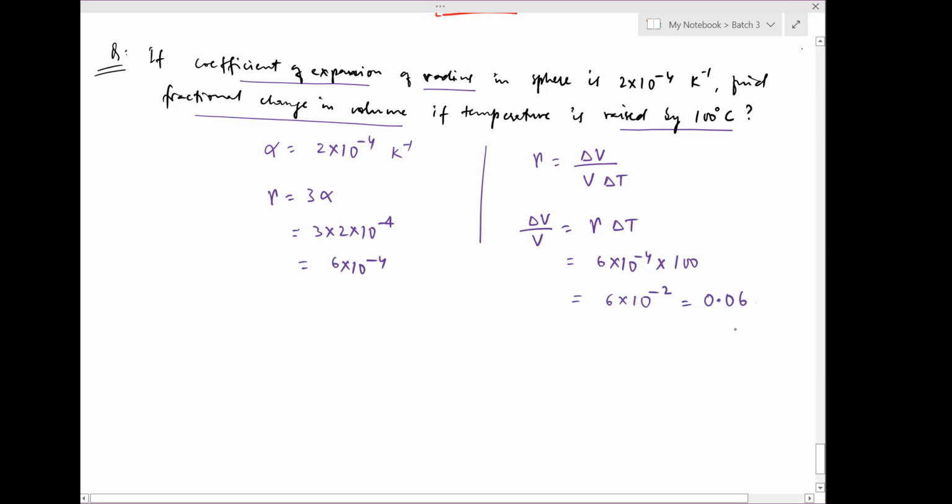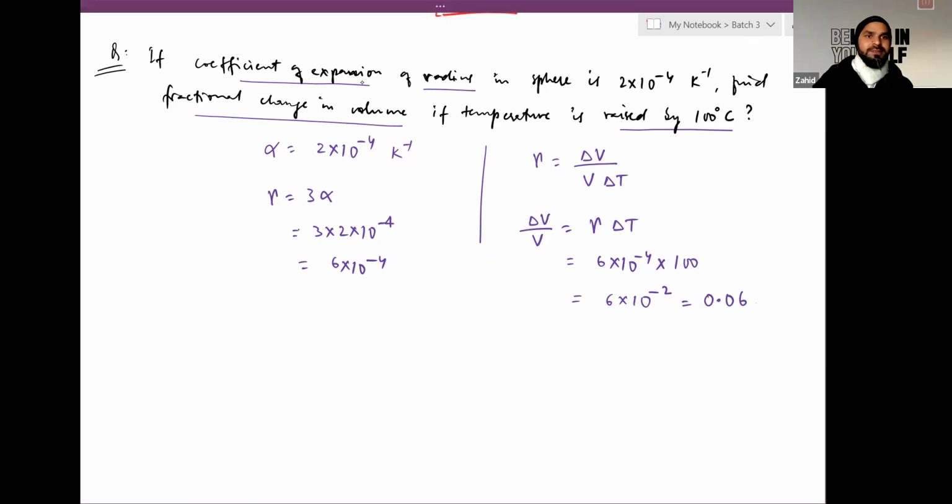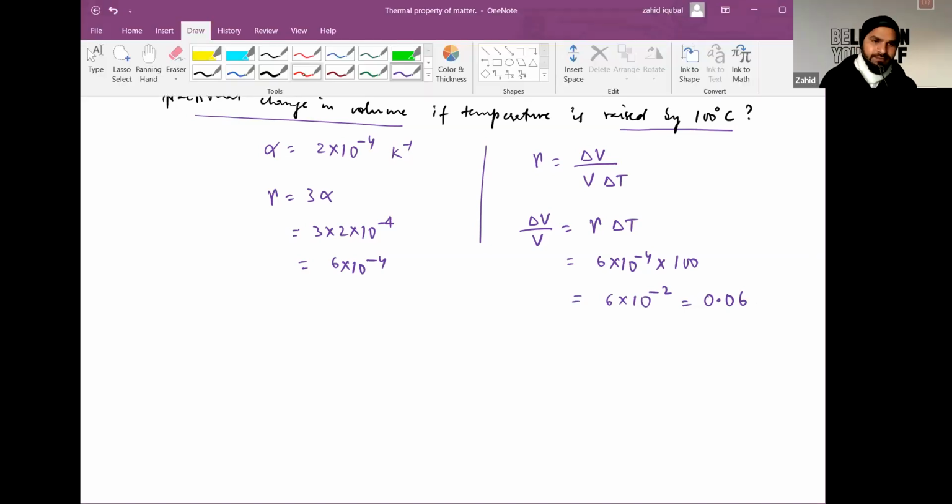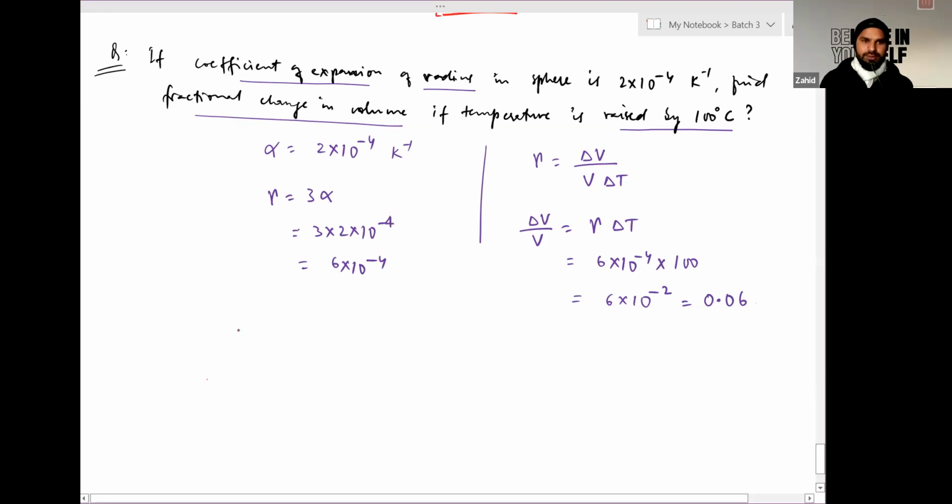So should we not convert Celsius to Kelvin? Okay, you are doing this. Suppose we have a relation between Kelvin and Celsius. K is equal to 273 plus C.